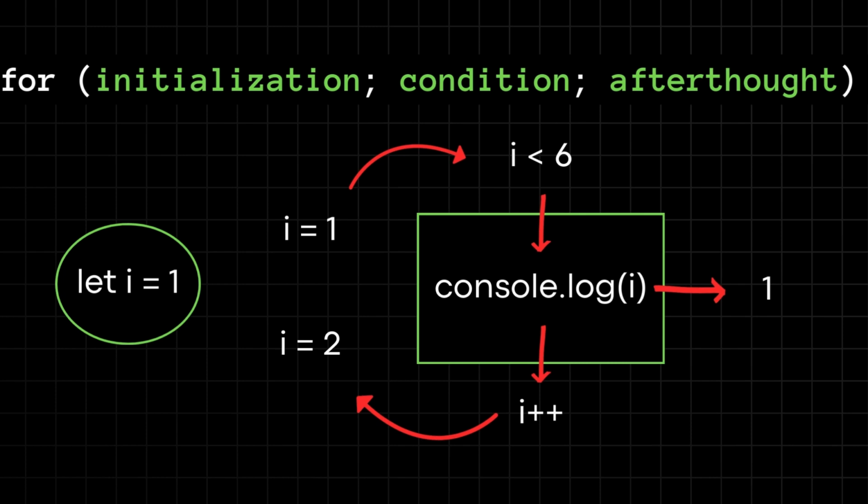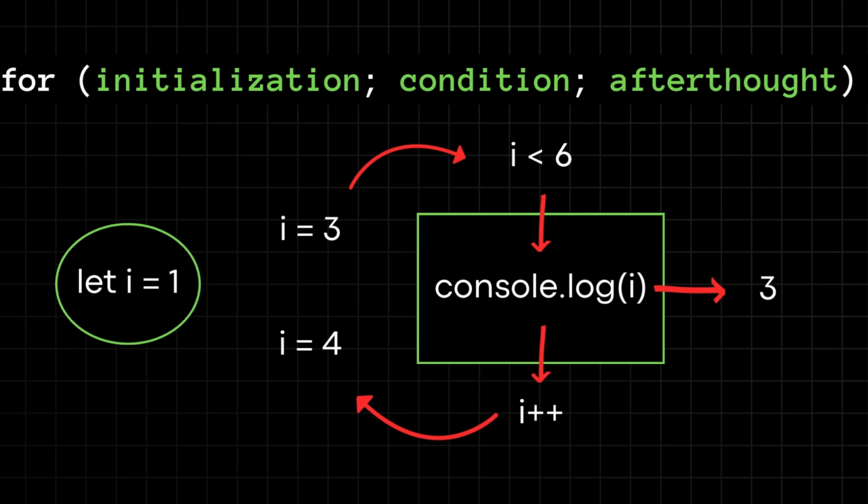And within the loop, I have got console.log. So it prints 1. I've got i++, which means i = i + 1. I'm incrementing i. So i becomes 2. Now we go to the second iteration. i = 2. i less than 6 is true. So it goes inside. It prints the 2 and it increments i to 3.